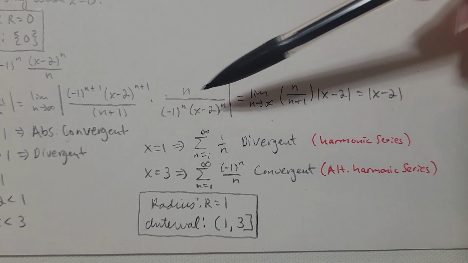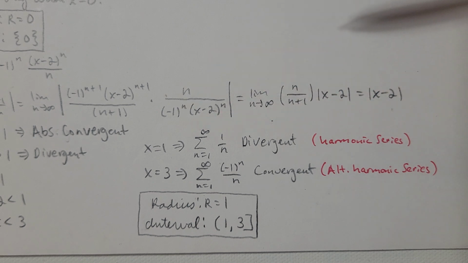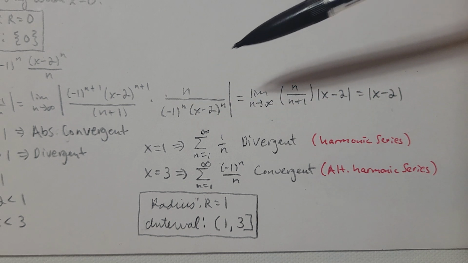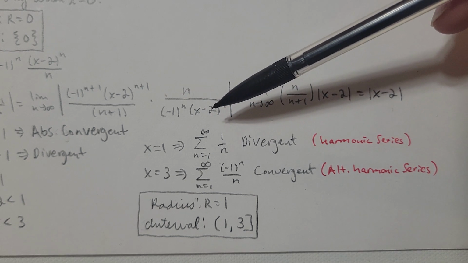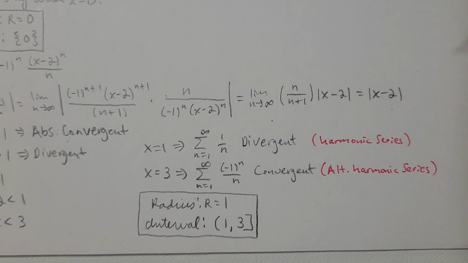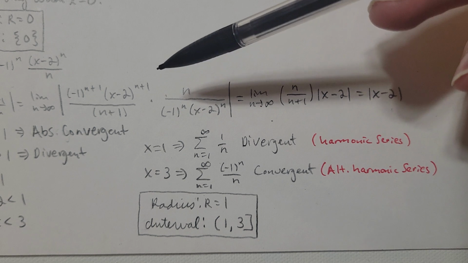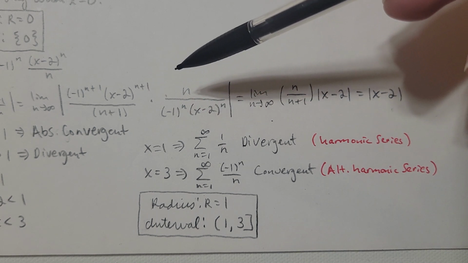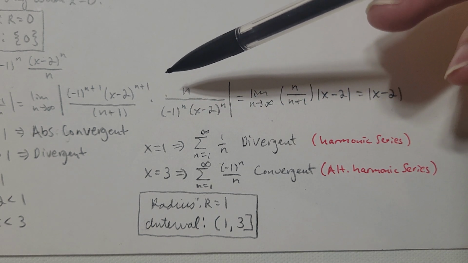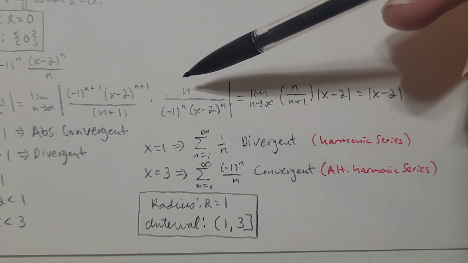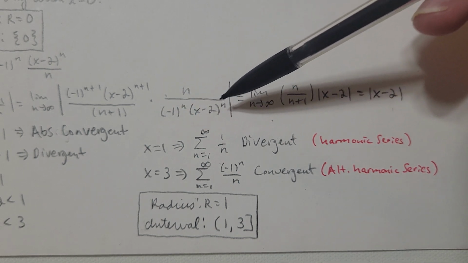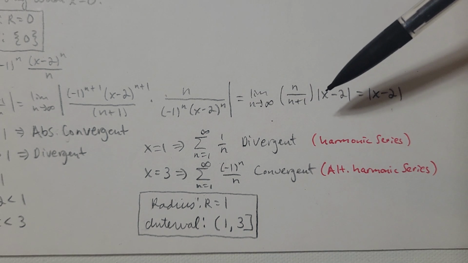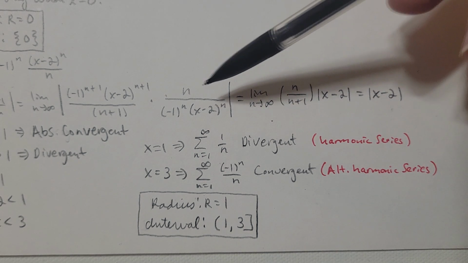n divided by n plus 1, I'm going to go ahead and group those terms together. And x minus 2 to the n plus 1 divided by x minus 2 to the n. So x minus 2 to the n plus 1, that's the same as x minus 2 to the n times x minus 2. Well, x minus 2 to the n cancels with this x minus 2 to the n down under. And that only leaves me with x minus 2 left over up top.